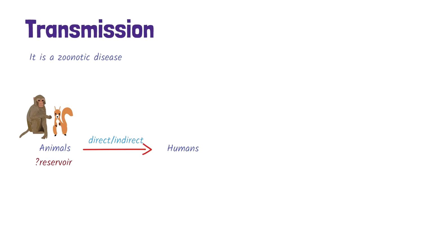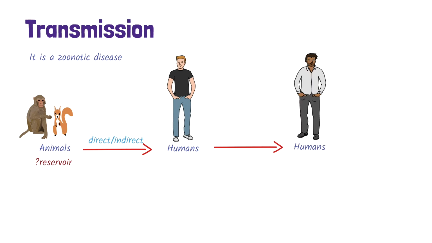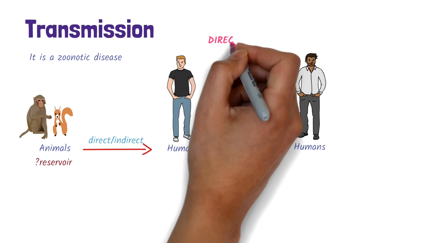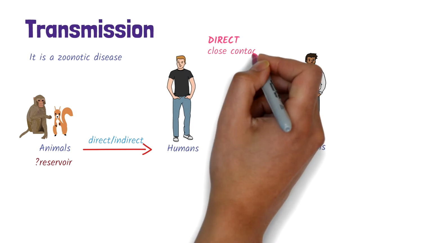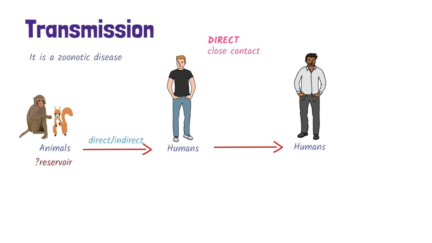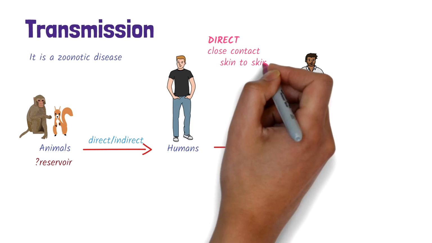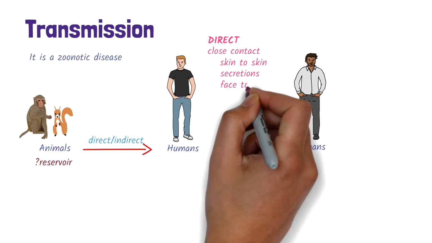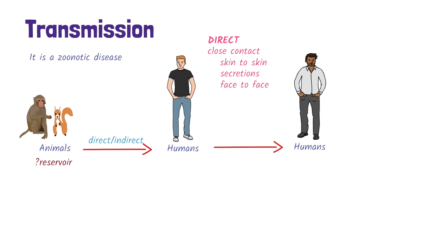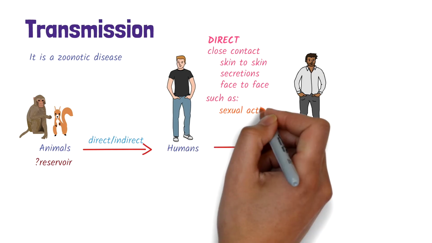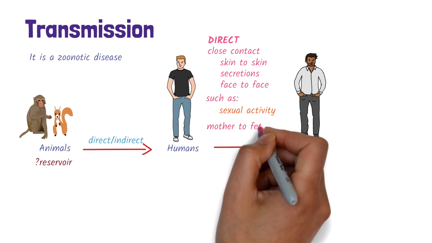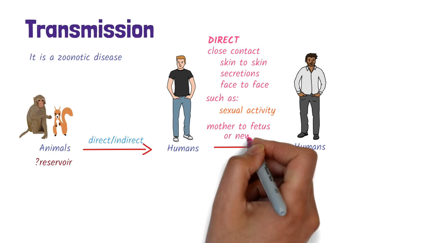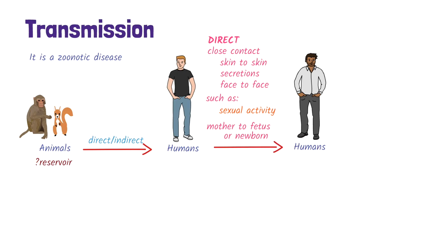It can be transmitted from person to person, directly or indirectly. Direct transmission occurs when there is close contact with an infectious person. This generally occurs where there is direct skin-to-skin contact, contact with secretions, or prolonged face-to-face interactions through respiratory droplets, for example, during sexual activities. It can also spread from the mother to the fetus during pregnancy, or to the newborn during or after birth.